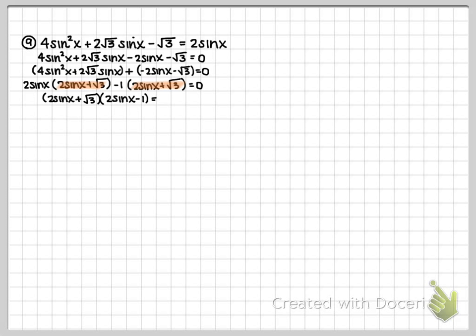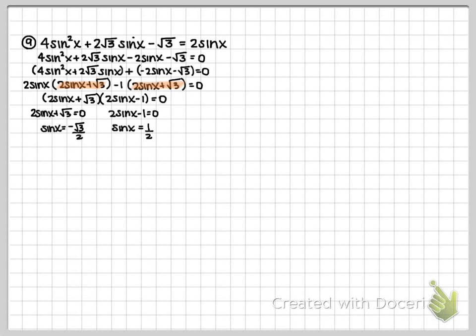And again, for this to be successful, a couple things need to happen. I need the parentheses to match, so that 2 sine x plus root 3, and I need it equal to 0. Without it equal to 0, there's really not much I can do. Now that I have a product equal to 0, I can actually set each one of those factors equal to 0 and see if I can solve from there. So let's set that first set of parentheses equal to 0 and that second set of parentheses equal to 0. Then from here, I'm going to solve for sine x in each one of those equations. So that's sine x is equal to negative root 3 over 2, and sine x is equal to a half.